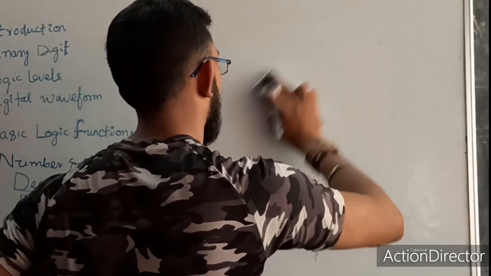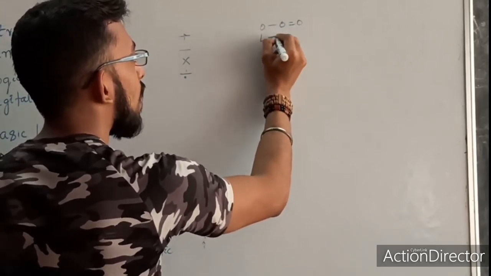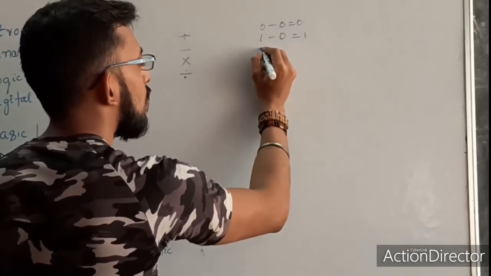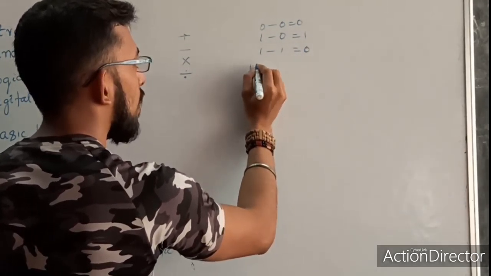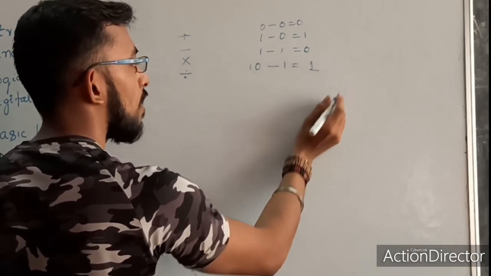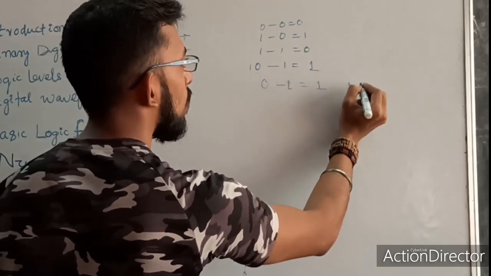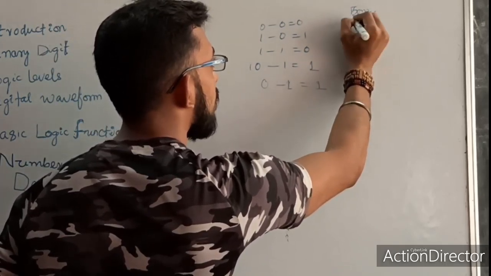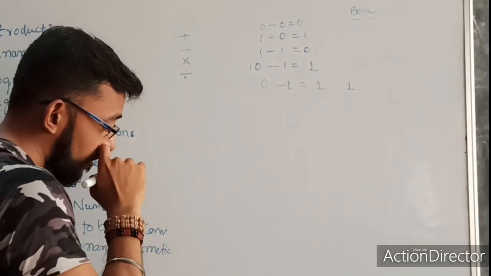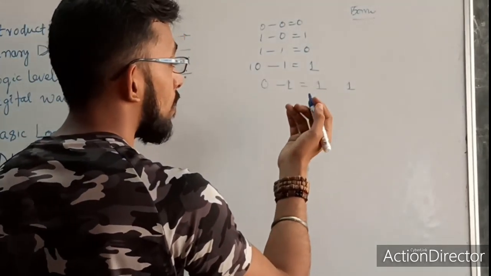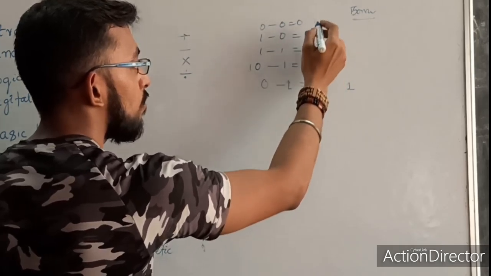Now the subtraction. So 0 minus 0 means 0. 1 minus 0 means 1. 1 minus 1 means 0. 1 0 minus 1 means 1. 0 minus 1 means 1 with a borrow of 1. Here a borrow will come, whereas in the previous case a carry was there. It is just like decimal addition and subtraction, where we have borrow and carry. Here it is the same case. So these three are the same. You know these three concepts.